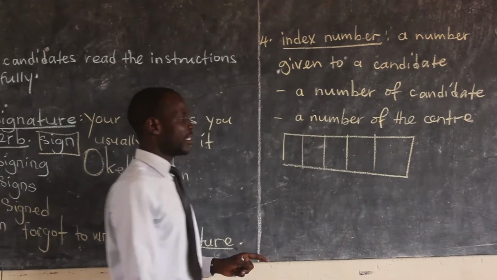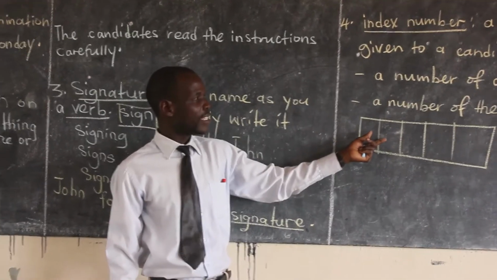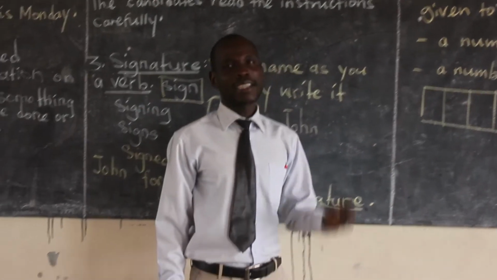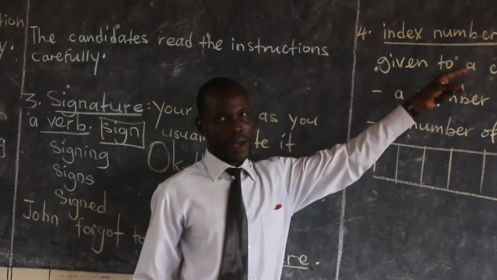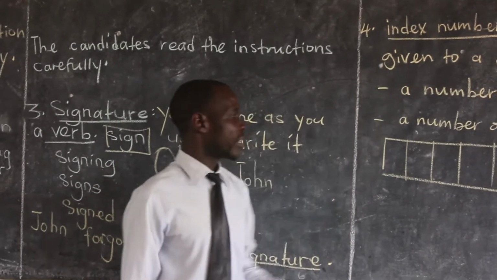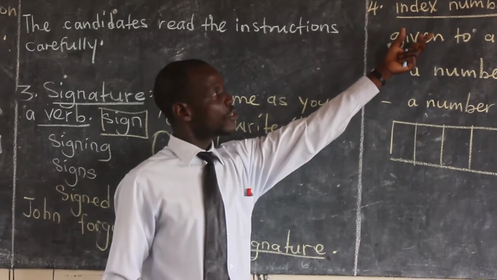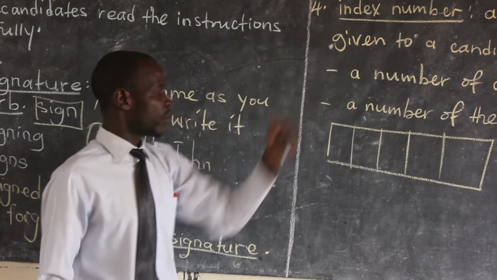And in that space, you write your number, the particular number of the candidate, and then there will also be the number of the center. That's what we mean by index number. Now, when we look at these two words, index number, at times when we are giving its plural form, it tends to disturb us. But let us separate them and see.